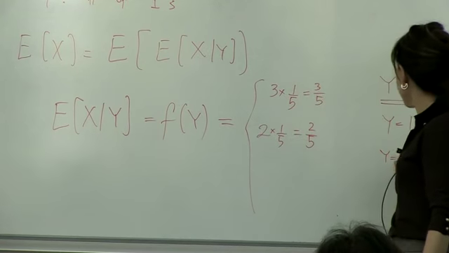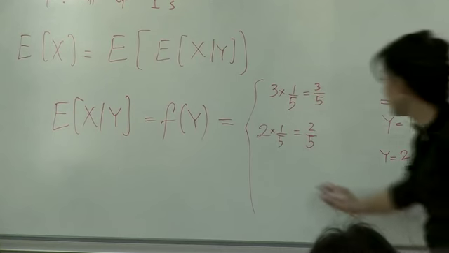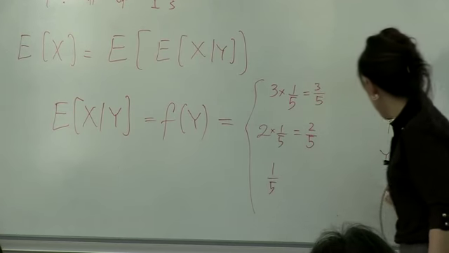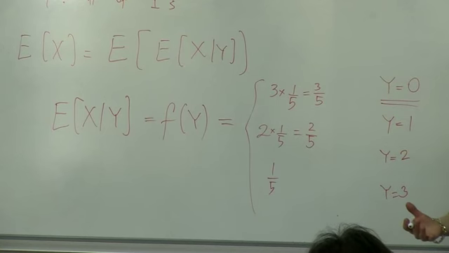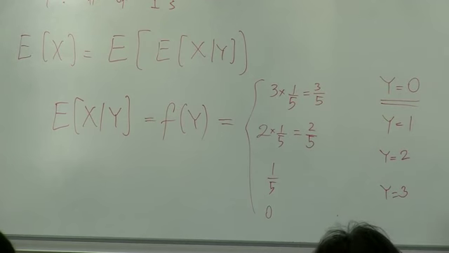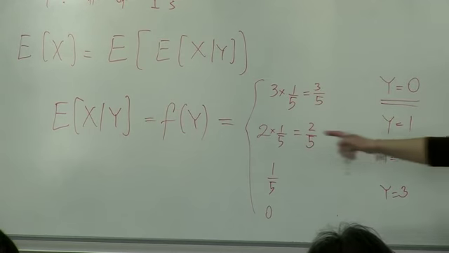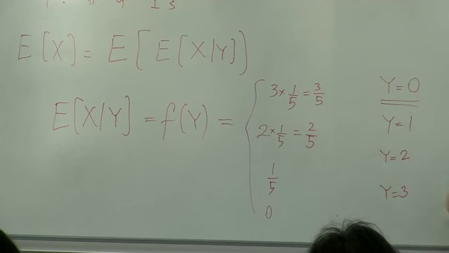When y is 2, again, there's one location at most that we can get a 6. That's 1 over 5. And when y is 3, there are no locations for 6s, so it's 0. Okay, great. Now we know all the values that expectation of x given y can take.